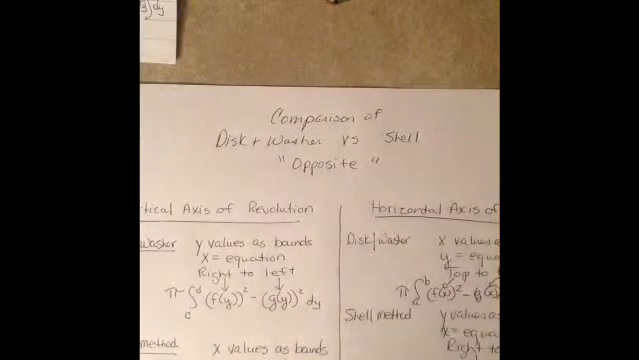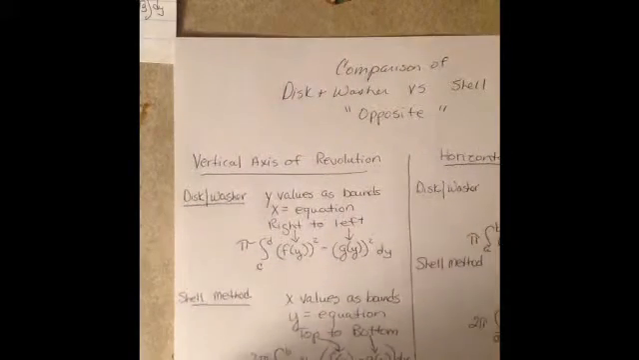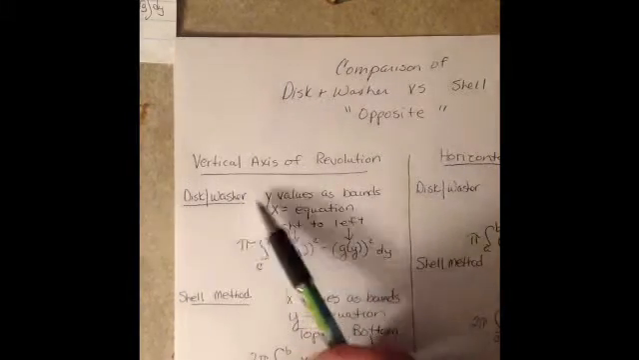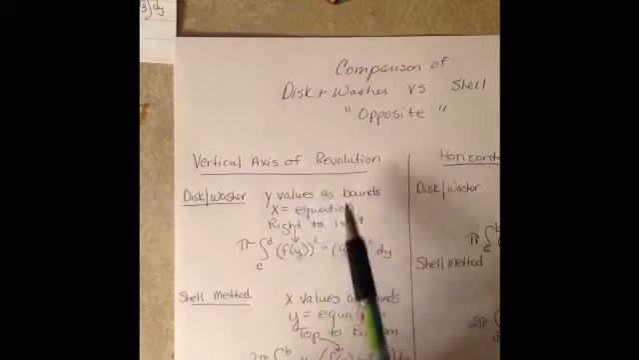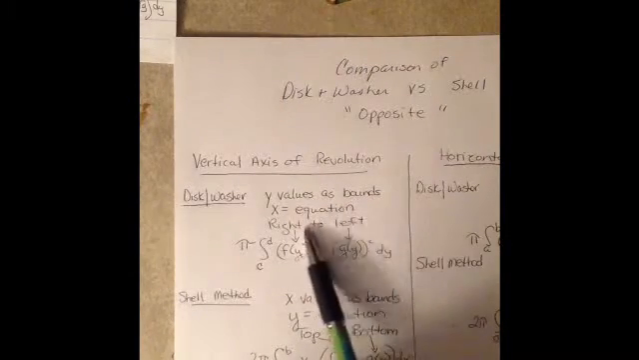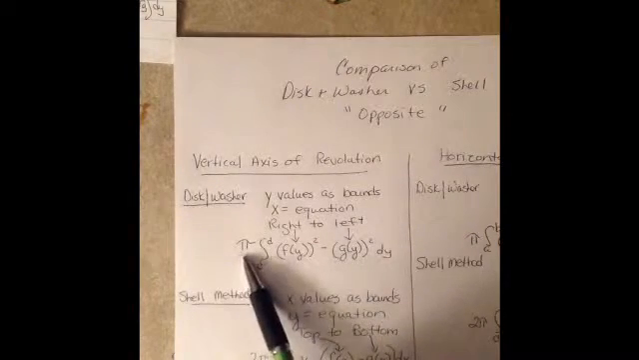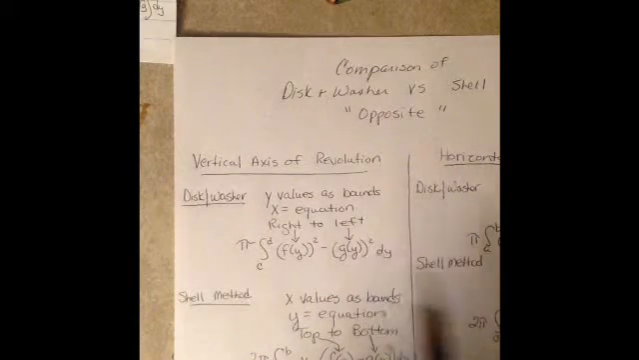Now I want to summarize a comparison of the two methods, and the way I try to remember it is it's opposite of everything you've learned on the disc method. So if you look at vertical axis of revolution, a y-axis or another vertical line, the disc and washer method will do y values as bounds. There'll be x-equal equations. You're going from right to left. Notice you have pi out here and you're squaring.